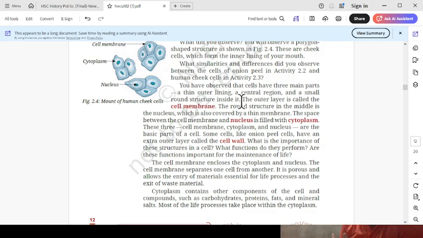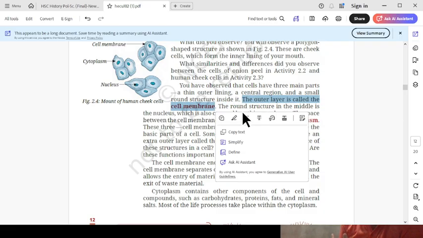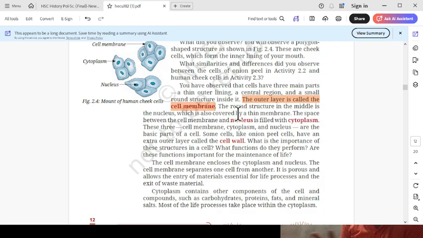Very important questions asked in examinations. So the outer layer is called a cell membrane. So the round structure in the middle is called the nucleus. It is very important from the exam point of view. The nucleus is also covered by a thin membrane.